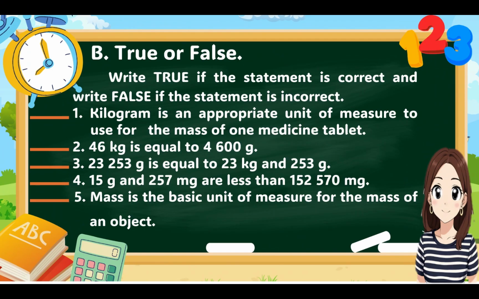Number 3, 23,253 grams is equal to 23 kilograms and 253 grams. Number 4, 15 grams and 257 milligrams are less than 152,570 milligrams. Lastly, number 5, mass is the basic unit of measure for the mass of an object.